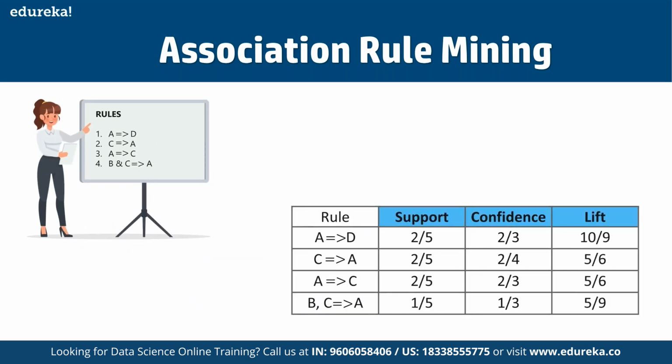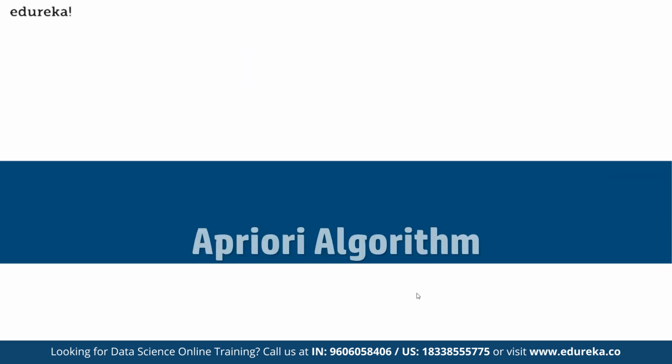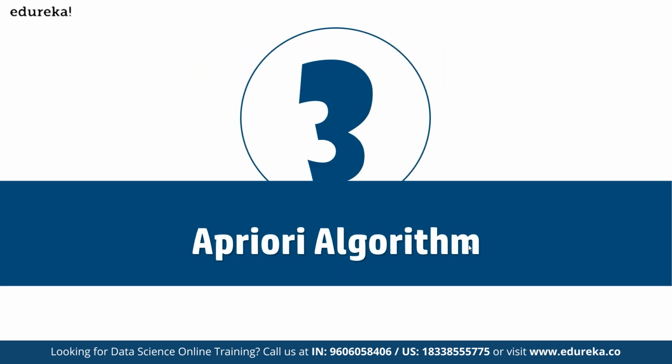In the same way, we can find out the support. For those who are purchasing A, the probability of buying D in terms of support is 2 by 5, in terms of confidence it is 2 by 3, and in terms of lift it is 10 upon 9. For C to A, that means the possibility that those who have purchased C will buy A, the support is 2 by 5, confidence is 2 by 4, and lift is 5 by 6. Same way for C, and same way for BC and A. So we can see how the probability is distributed as we find out the possibility of one product being bought over the other.